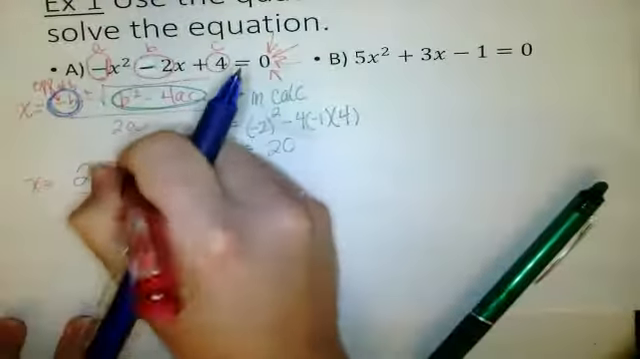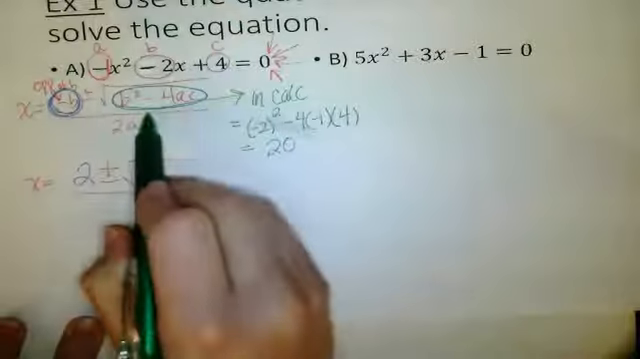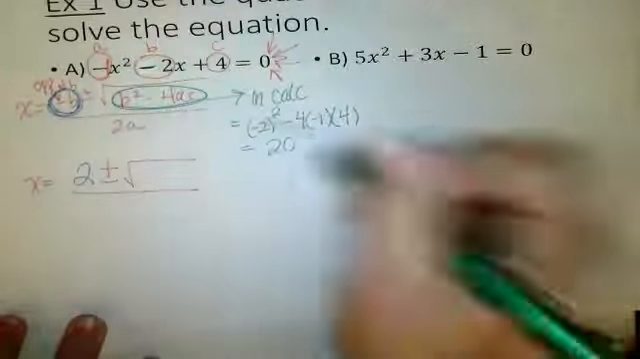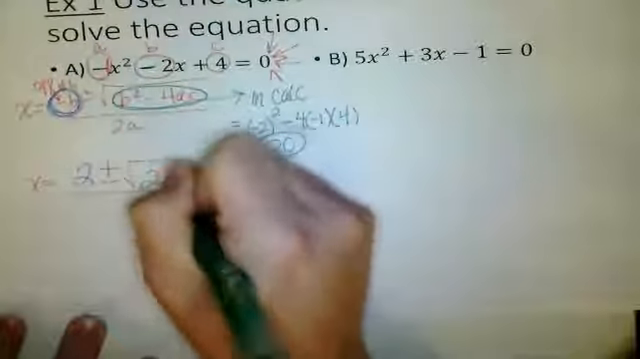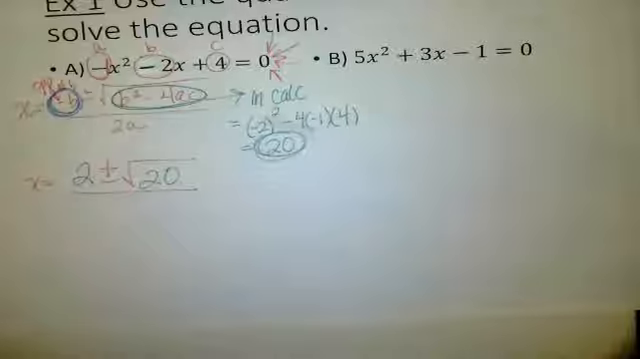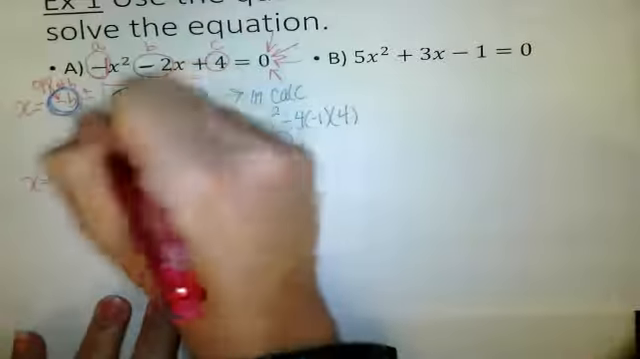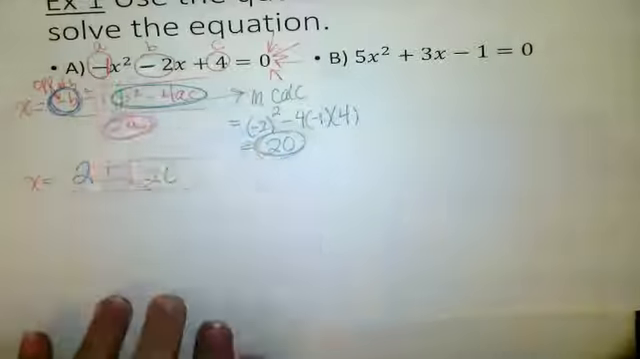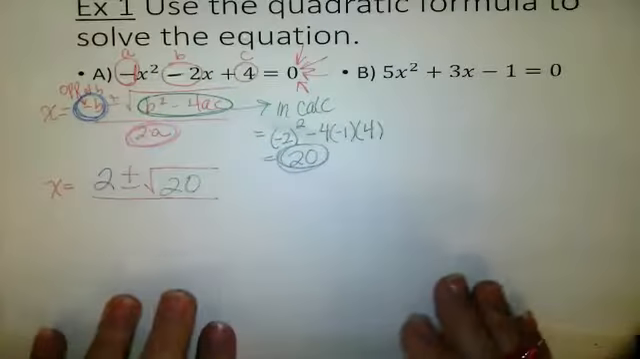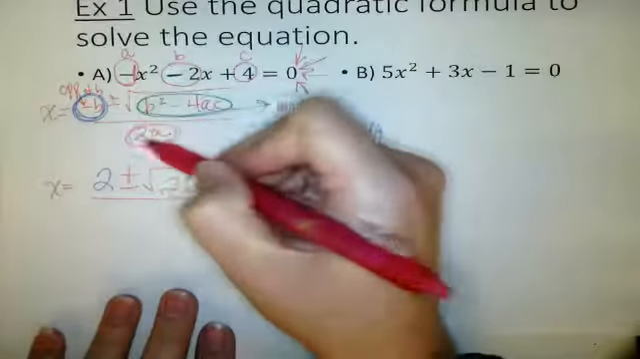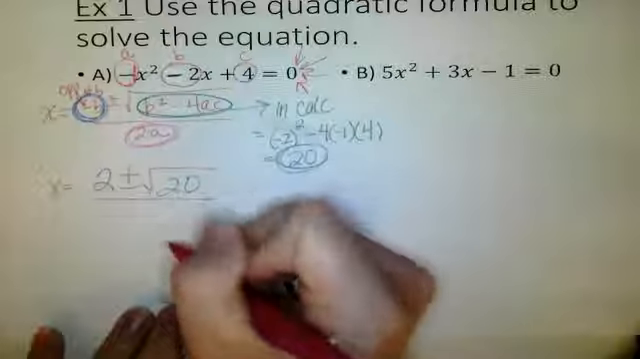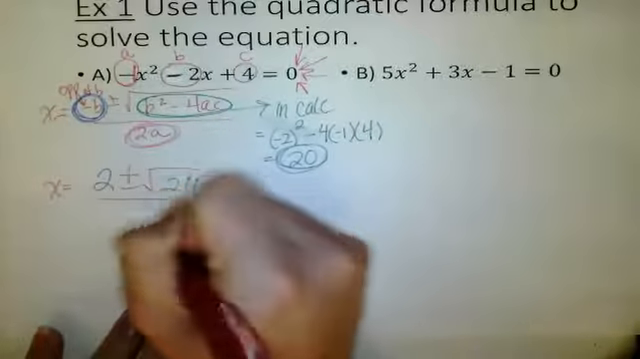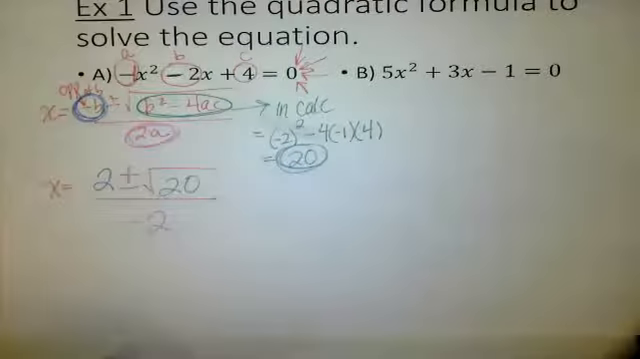Plus or minus the square root of. Underneath the radical, what am I putting in? 20. That's my 20. Everything under the radical made a 20. And then in my denominator, I have 2 times a. What's 2 times a? The a is -1. We want 2 times -1, which is -2. And we have to simplify.